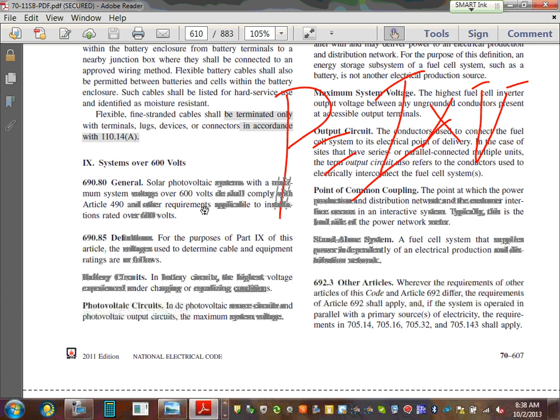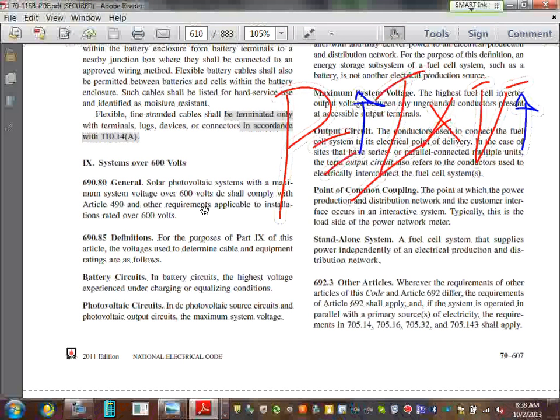Now, Matt, my friend, what happens if V goes up or if I goes up? Well, how do you make V go up? You put more panels in series. How do you make I go up? You put more strings in parallel. So by increasing the current or increasing the voltage, you increase the power in a solar photovoltaic system. And that's the name of the game.